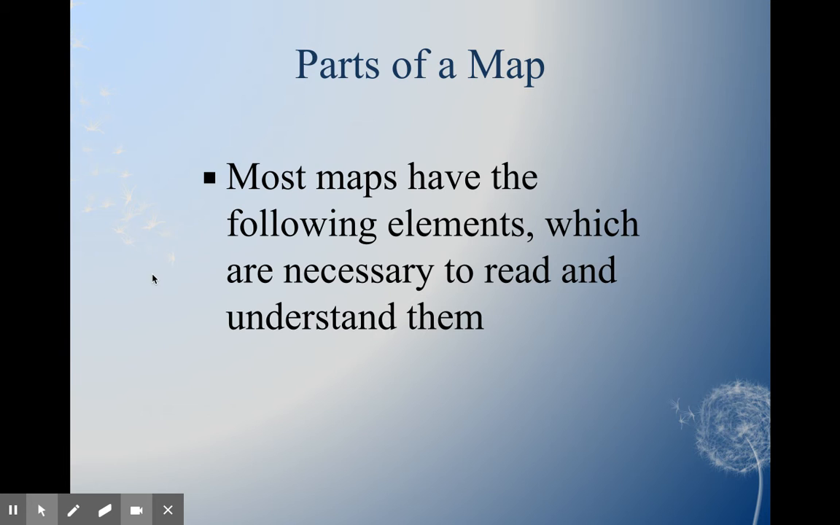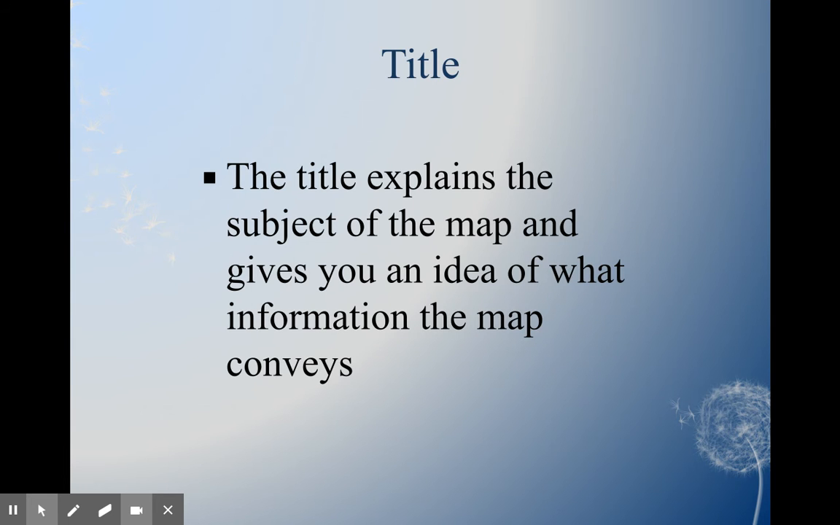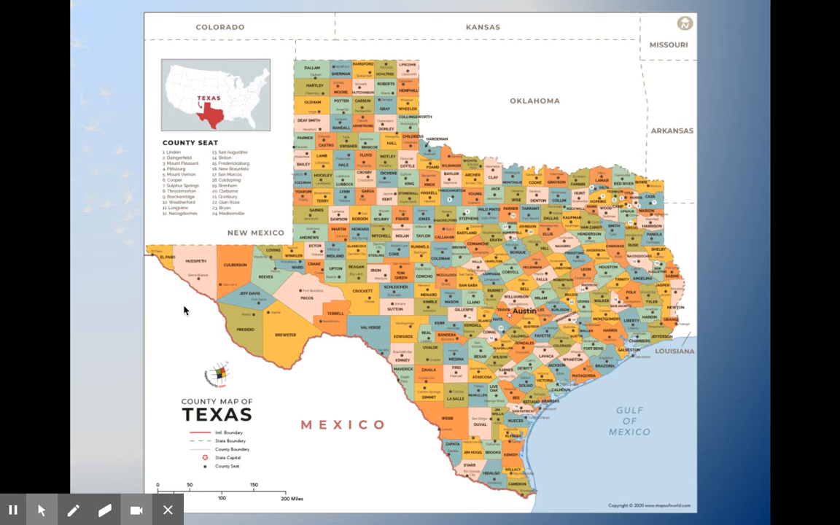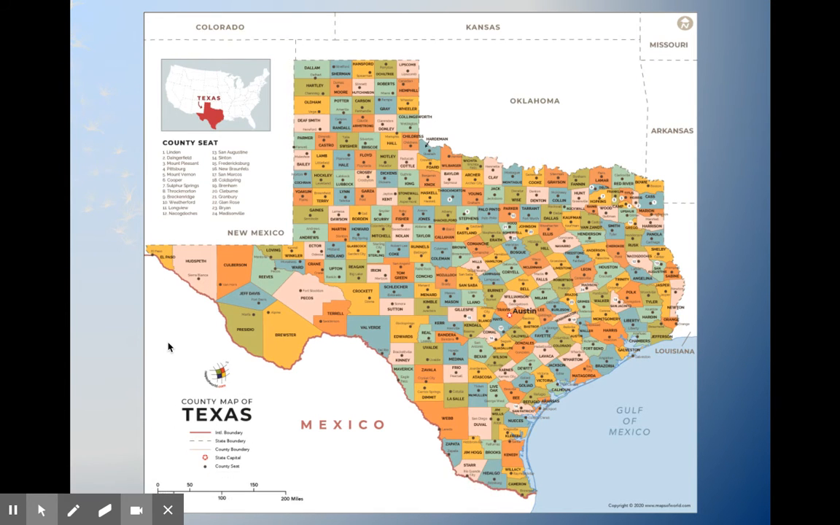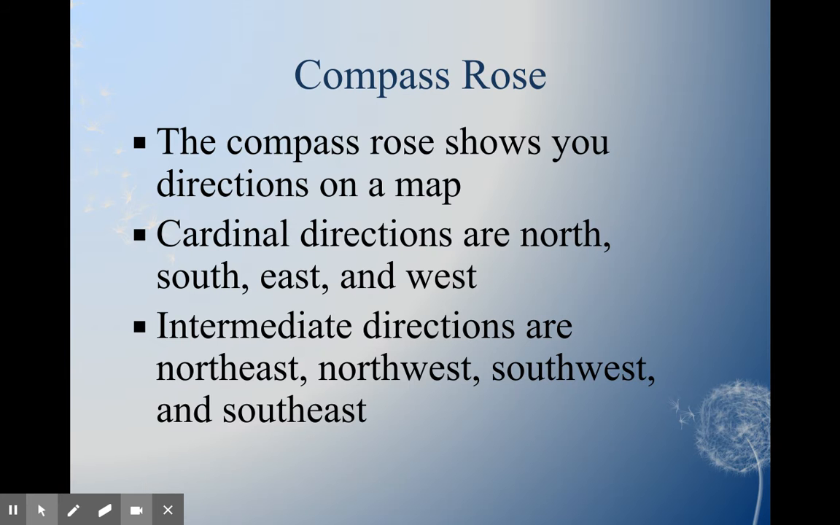Let's look at parts of the maps. Most maps, and what we're dealing with today is more of a printed map. We'll look at digital maps towards the end of the lecture, but most maps have the following elements. You'll have a title. This is the information. It tells you what you're looking at, just like the title of a book. Here on this map, you see the county map of Texas. There's a title of this map. This is a political map of Texas, and it's a county map of Texas.